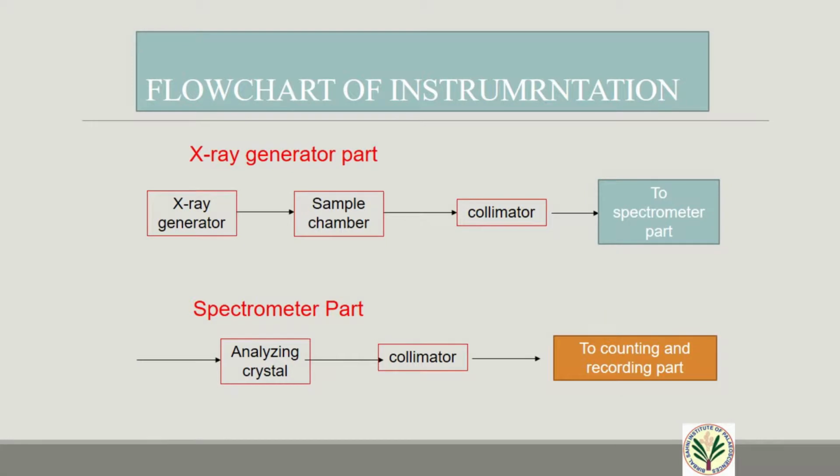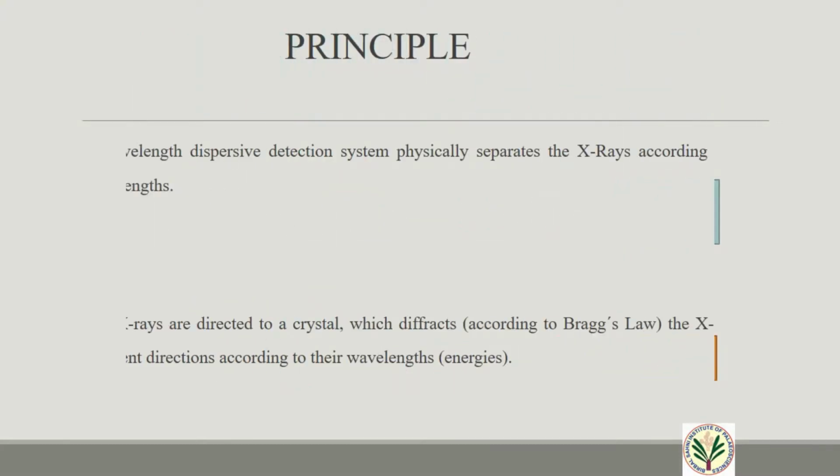Here, the instrumentation and working of X-ray fluorescence. This is the flow chart diagram of the X-ray fluorescence. The X-ray fluorescence instrument is made up of two parts. The first is the X-ray generator part and the second is the spectrometer part. The X-ray generator part consists of the X-ray generator, sample chamber, and collimator, and the spectrometer part comprises the analyzing crystal and collimator.